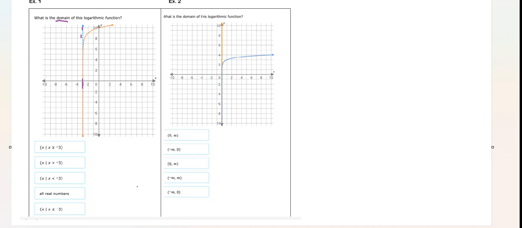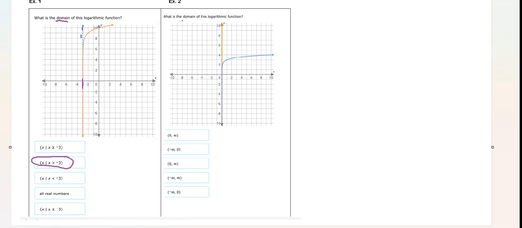So the domain, which we're looking for, is going to be the x values. As you can see, the x values are never going to be -3 or below. They have the answers in set builder notation, and we just have to make sure that we choose the right one. It's not going to be this one because that's greater than or equal to. It's never going to equal -3, so we would choose this one. The graph is never going that way.